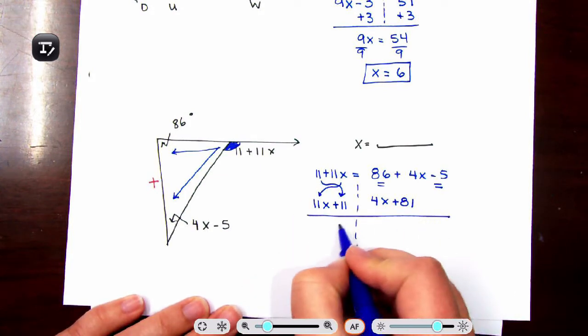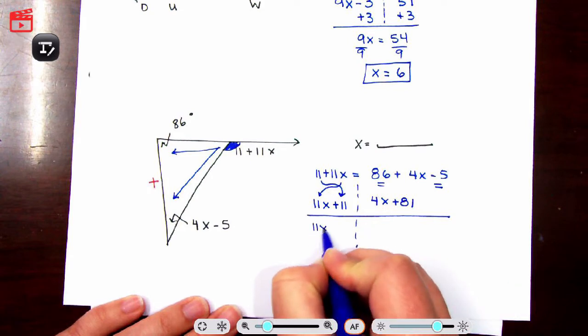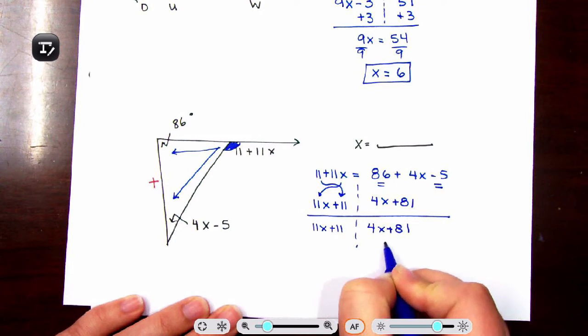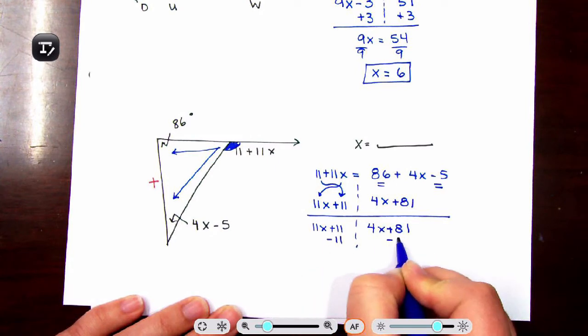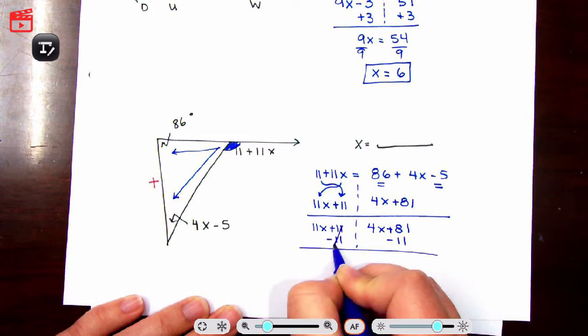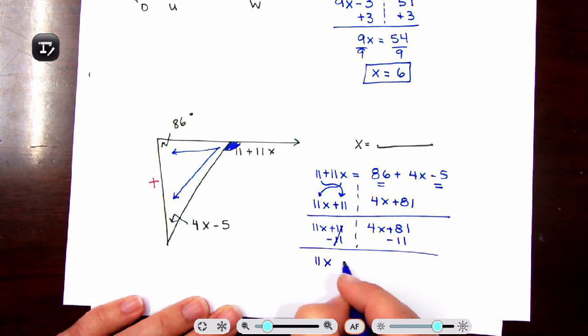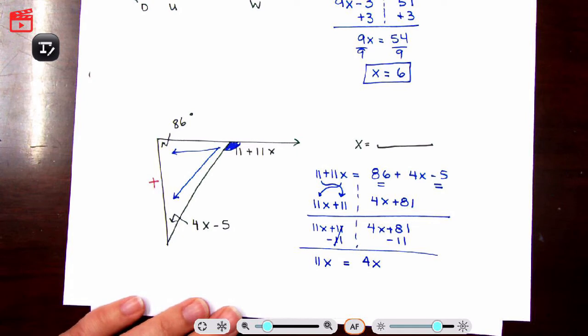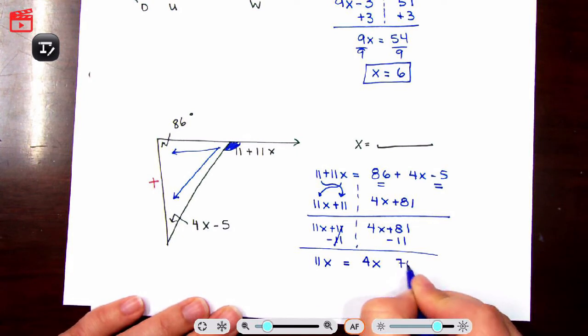So what do I have here? Not sure why I drew a line, so I'm just going to rewrite that one more time. Great things are happening with this question. I'm going to subtract 11, subtract 11. So I have 11x is equal to 4x, and 81 minus 11, that is equal to 70, positive.